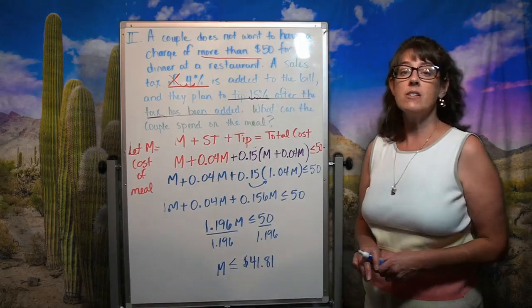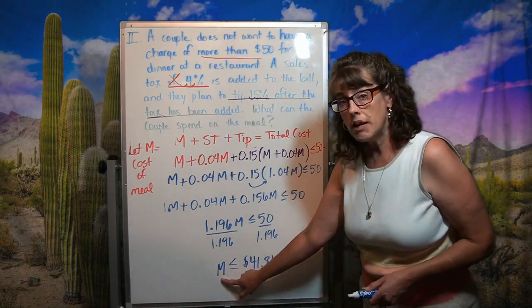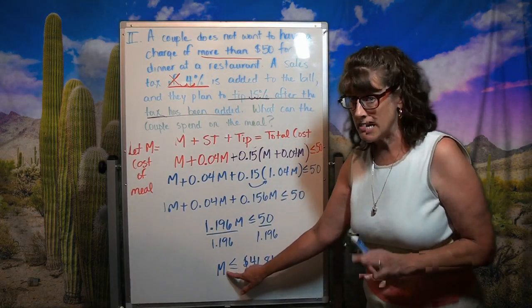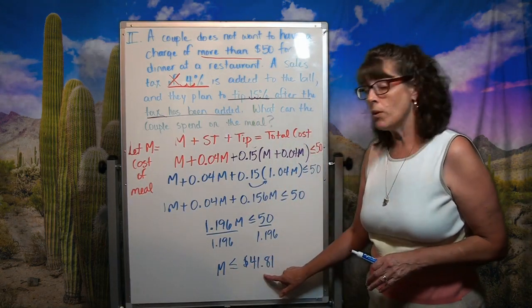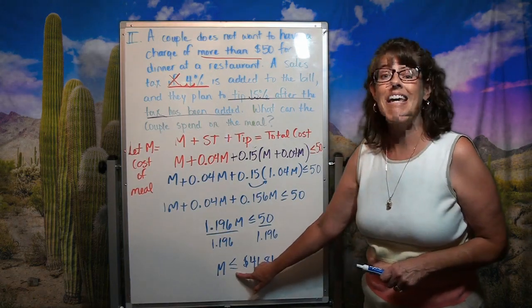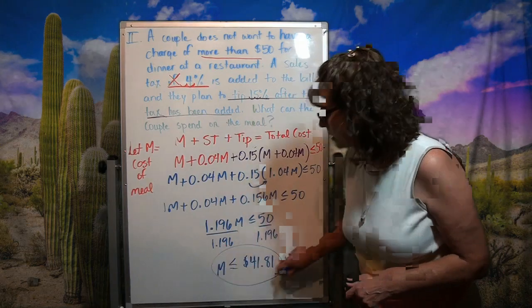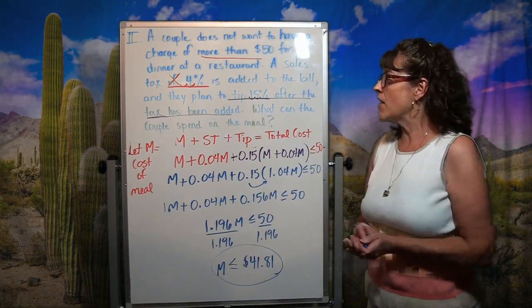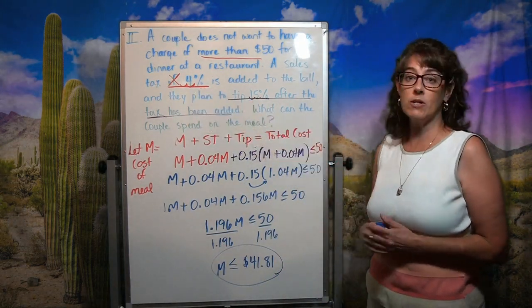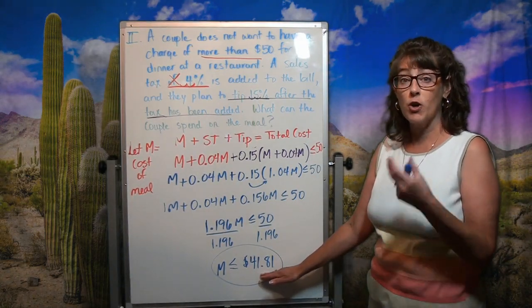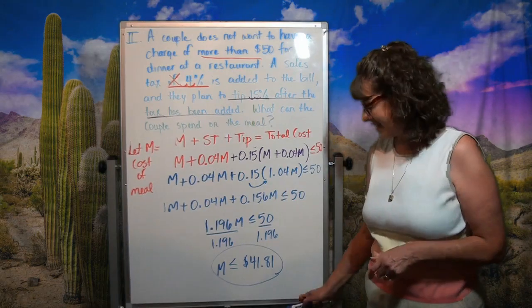And remember, what this says to us is the cost of the meal, because that's our m, needs to be smaller than $41.80, or it can be $41.80. That's the maximum amount that they can spend on the meal if they're going to have that 4% sales tax and they plan on tipping 15%. The cost of the meal cannot be any more than this.